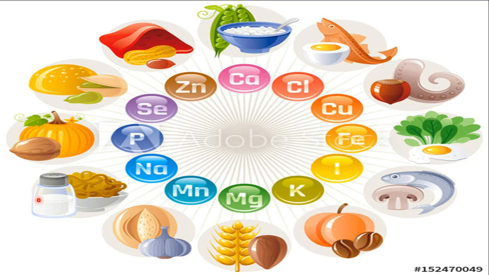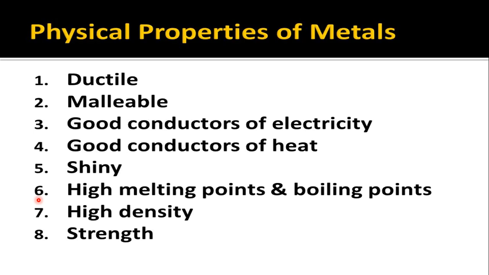Now let's look at the properties of these metallic objects. The properties include being ductile, which means that it can be turned into a thin wire, and being malleable, meaning that it can be hammered into thin sheets. They're good conductors of electricity, and they're good conductors of heat. They're also shiny, also known as lustrous. They have high melting points, and it's also their strength that makes them good.